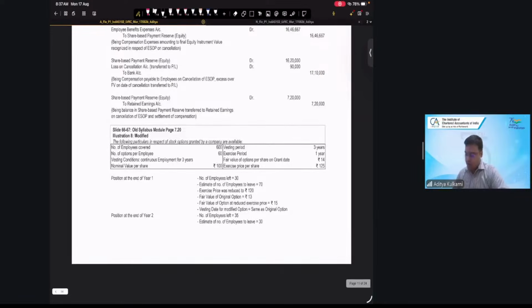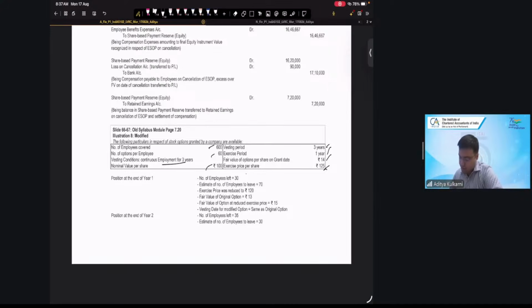Okay. The following particulars in respect of stock options granted by a company are available. Employees covered 600, options per employee 60. Vesting conditions: continuous employment for 3 years, nominal value 100, vesting period 3 years, exercise 1 year. Fair value of options per share on grant date is 14. Exercise price per share is 125.